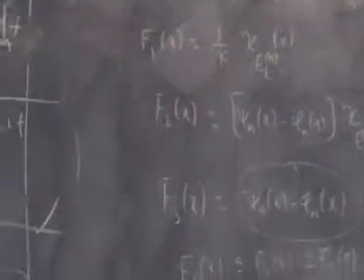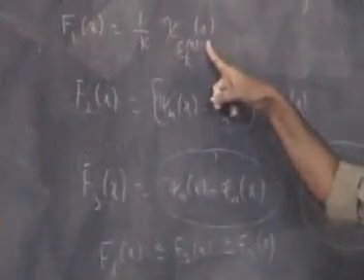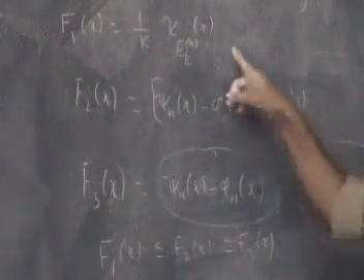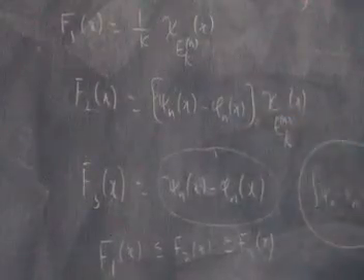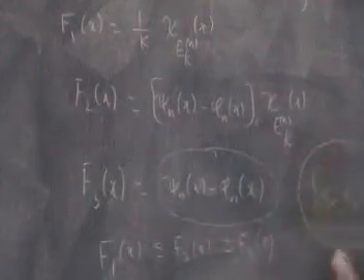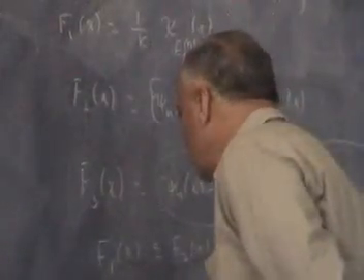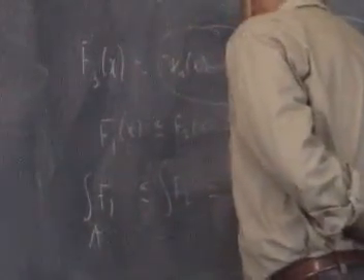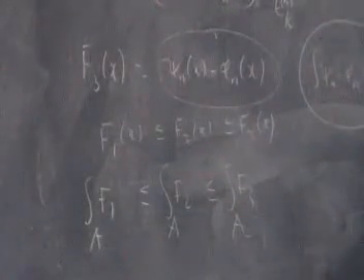Now, what can I say about f1? Simple function. f2? Simple function, because last time I showed that if you have a simple function and multiplied by a characteristic function, it is a simple function. What about this? It is also simple. So all these are simple functions. Therefore, on simple functions, the integral is monotone. If f is less than or equal to g, integral f is less than or equal to integral g. So everything has been brought down to simple functions.